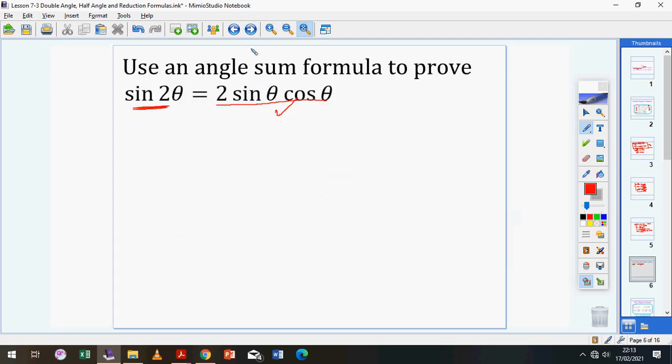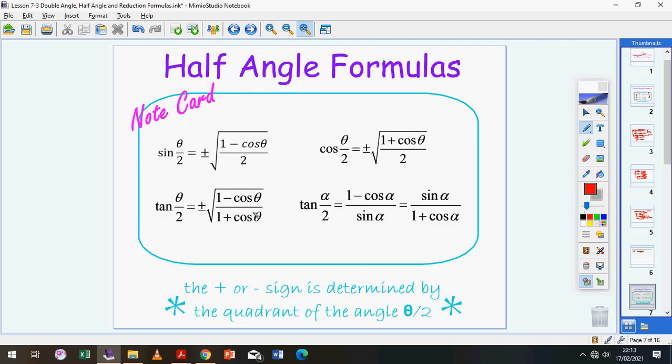Alright. Now there's something else called the half angle formulas. Interesting stuff. You can go ahead and write this on your note card. The positive or negative is determined by the quadrant of the angle theta over 2. So these half angle formulas, although they look interesting, they actually come from the double angle formulas. And they come from the double angle formula for cosine. That's where we get them from.